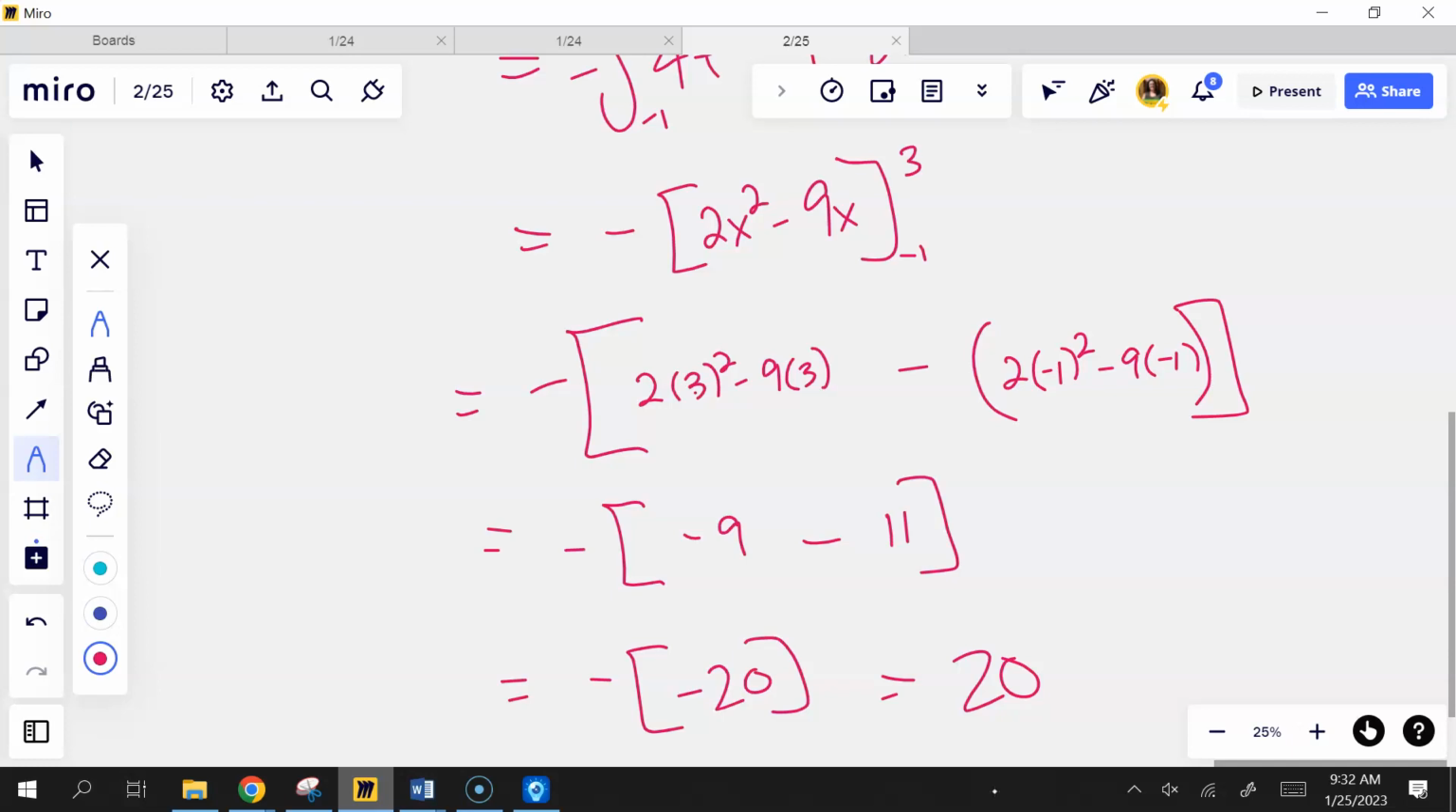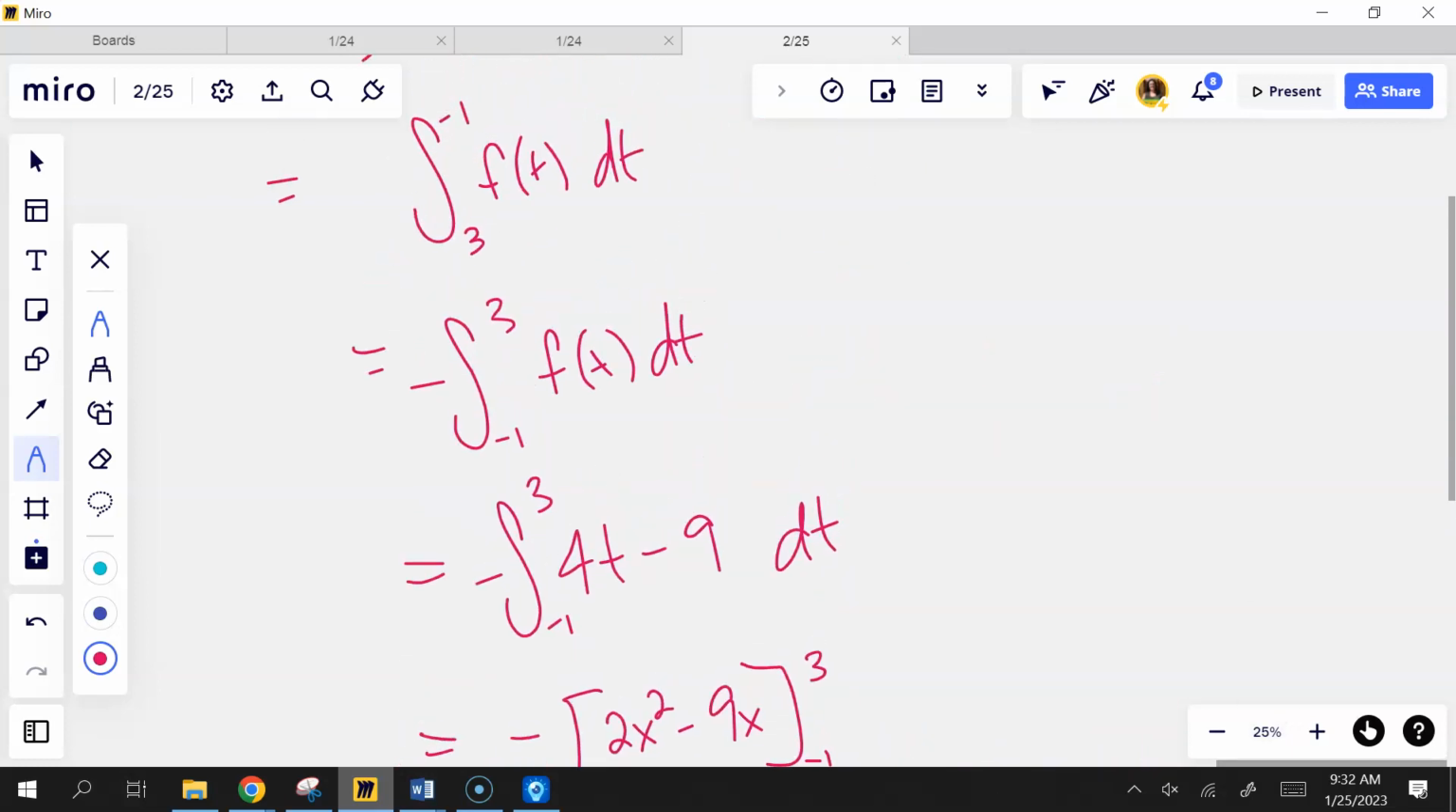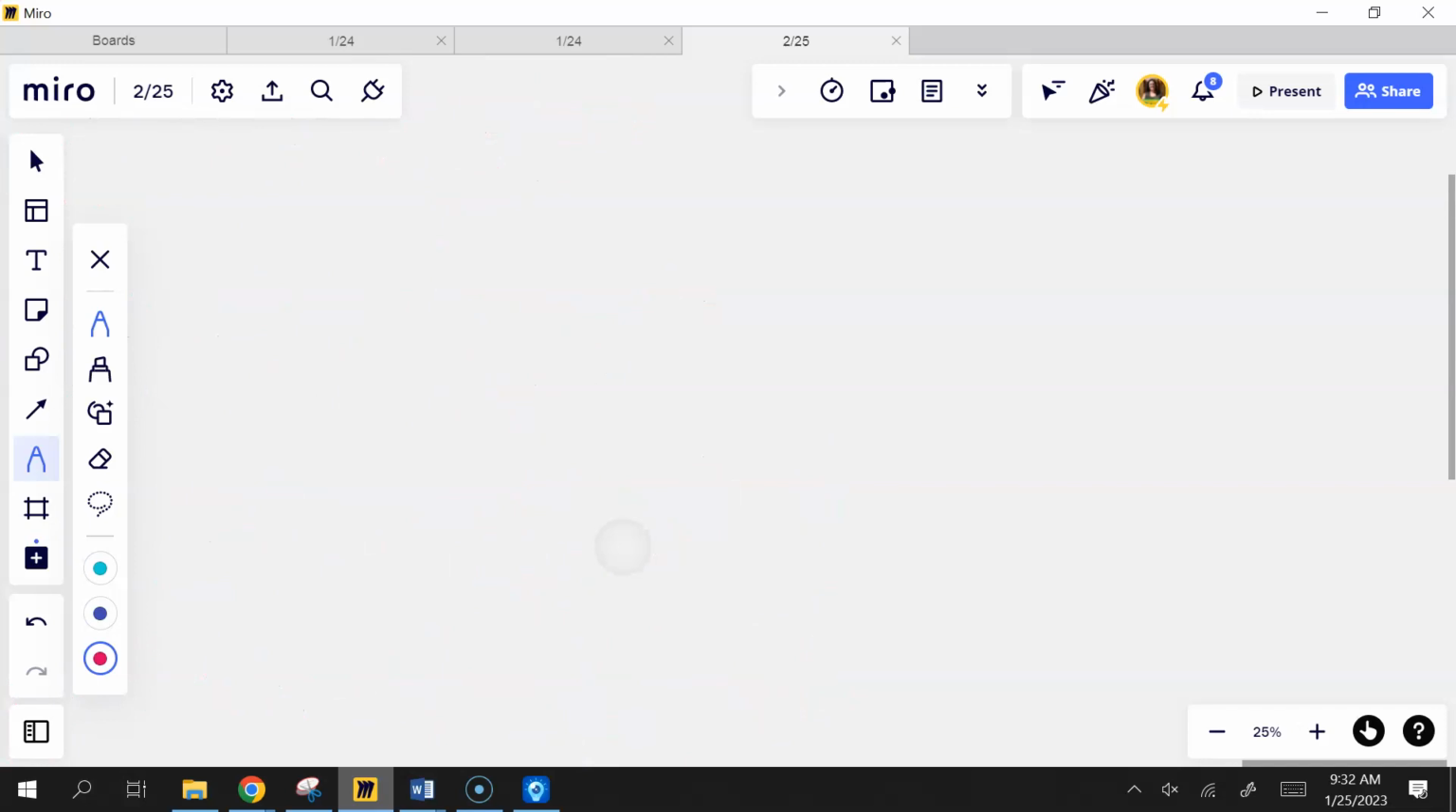Part B. Derivative of, remember, derivative and integral essentially cancel each other out, right?